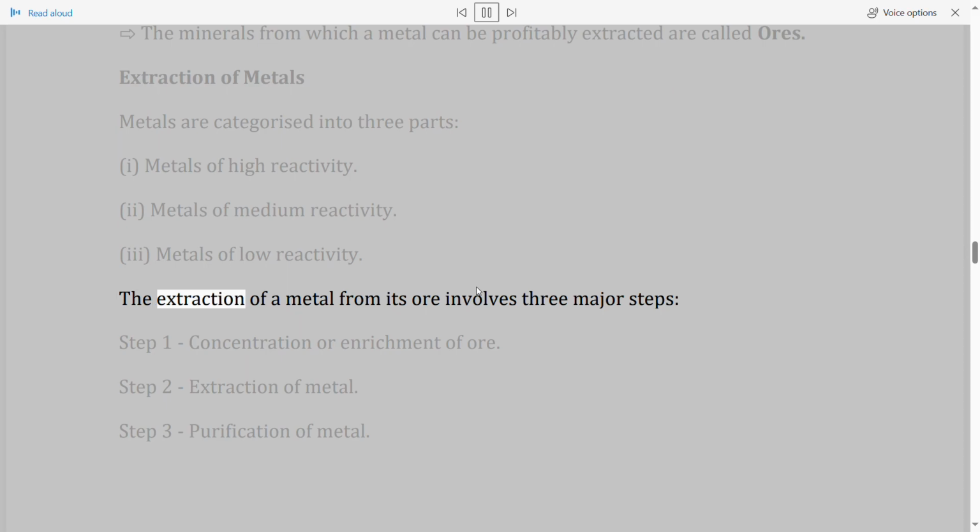The extraction of a metal from its ore involves 3 major steps. Step 1. Concentration or enrichment of ore. Step 2. Extraction of metal. Step 3. Purification of metal.